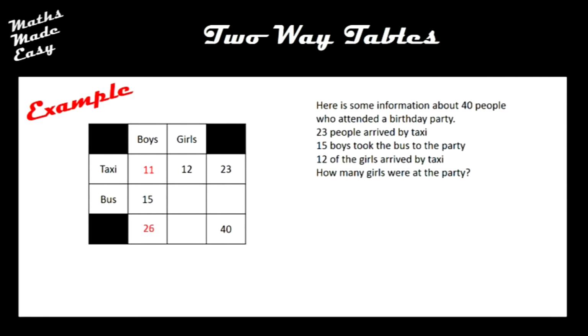The next box I'm going to focus on is the total for the girls. I can see that there are 40 people in total. Of those, 26 are boys, so that means that 14 must be left over. There must be 14 girls at the party. And then I can continue doing this and fill in the rest of my values.